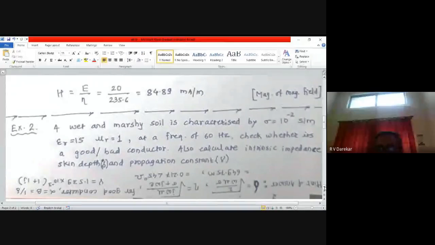What is this marshy? Who will tell me? If you have a dictionary, you can type it, check it. What is marshy? Anybody? Anyone can tell me, or type in Google what is marshy.